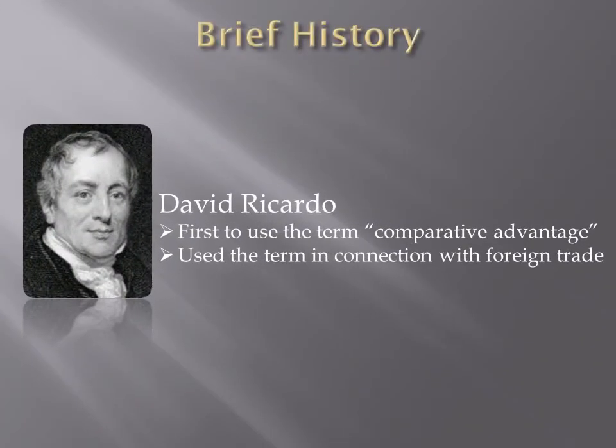The term comparative advantage was first coined by a British political economist, David Ricardo, in his book called On the Principles of Political Economy and Taxation, which was published in 1817. He used the term to explain that both parties can benefit from trading goods, even if one of them is better at producing it. I'll explain how this is true with an example.